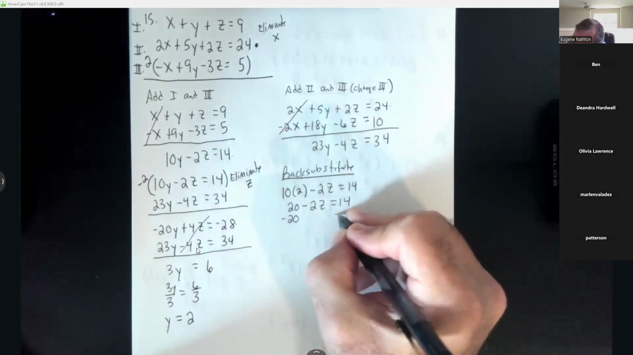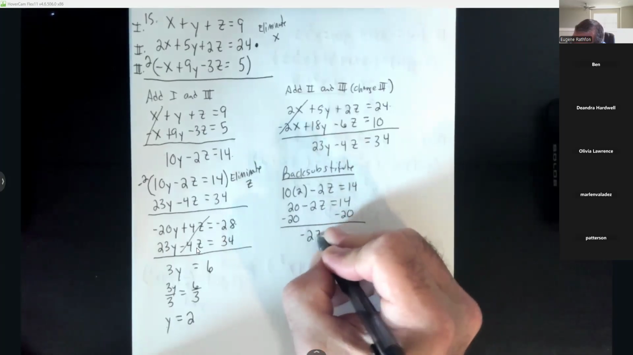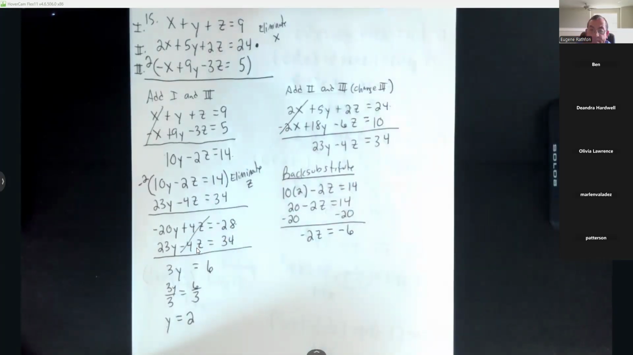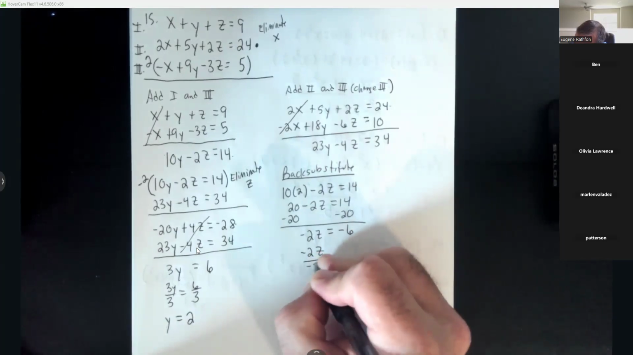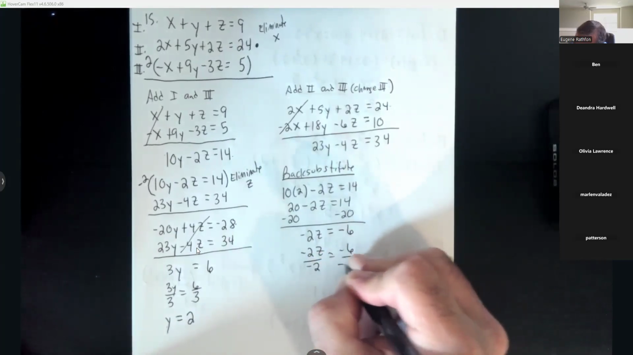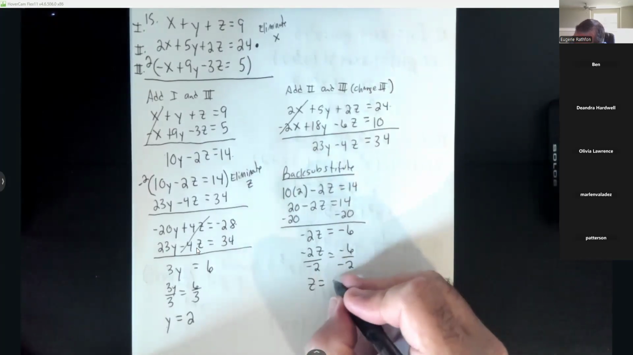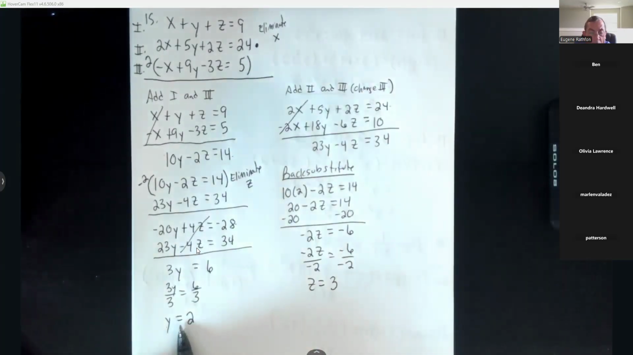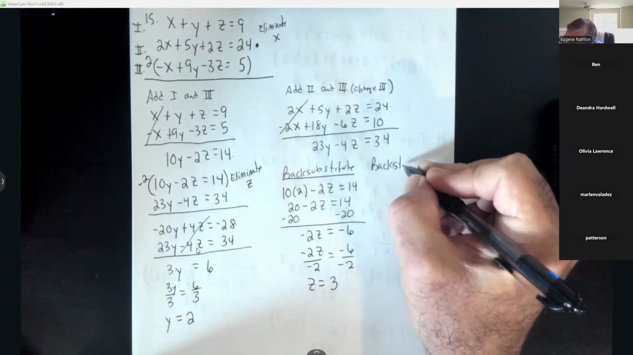I'm going to subtract 20 from both sides. That cancels. I got negative 2z. That's going to give me a negative 6. And y'all divide both sides by negative 2. Well, that cancels. I get z. Negative 6 divided by negative 2 is a positive 3. So I know y, I know z. So now I can back substitute and get my last letter.